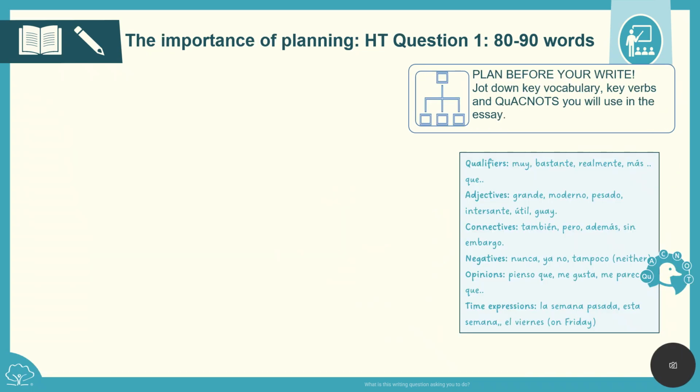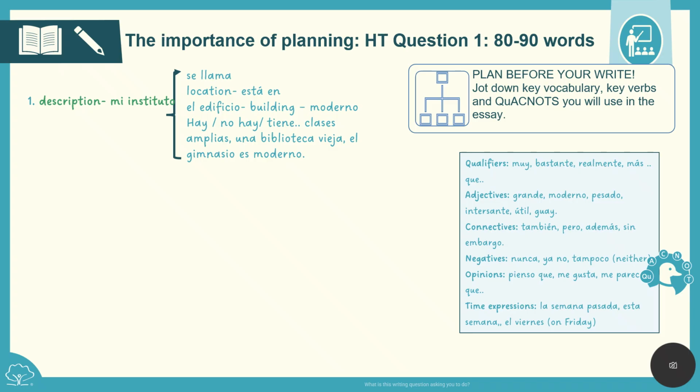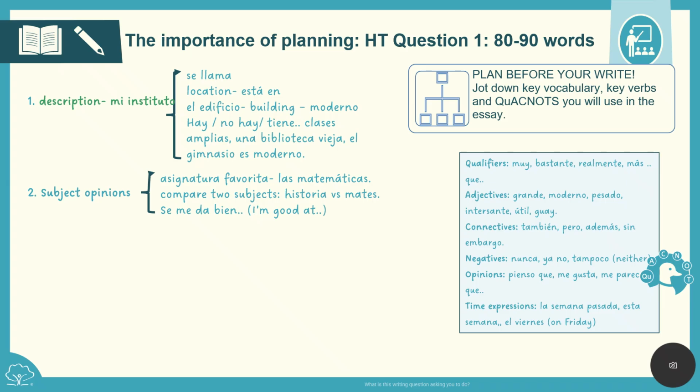So now let's move on to Spanish. You need to start planning your answer now. It's very important for you to plan your answer, guys, so that you don't say things randomly in your bullet points, okay? For the first bullet point, a description of a school, you can say things about its name, location, how the building is, etc.